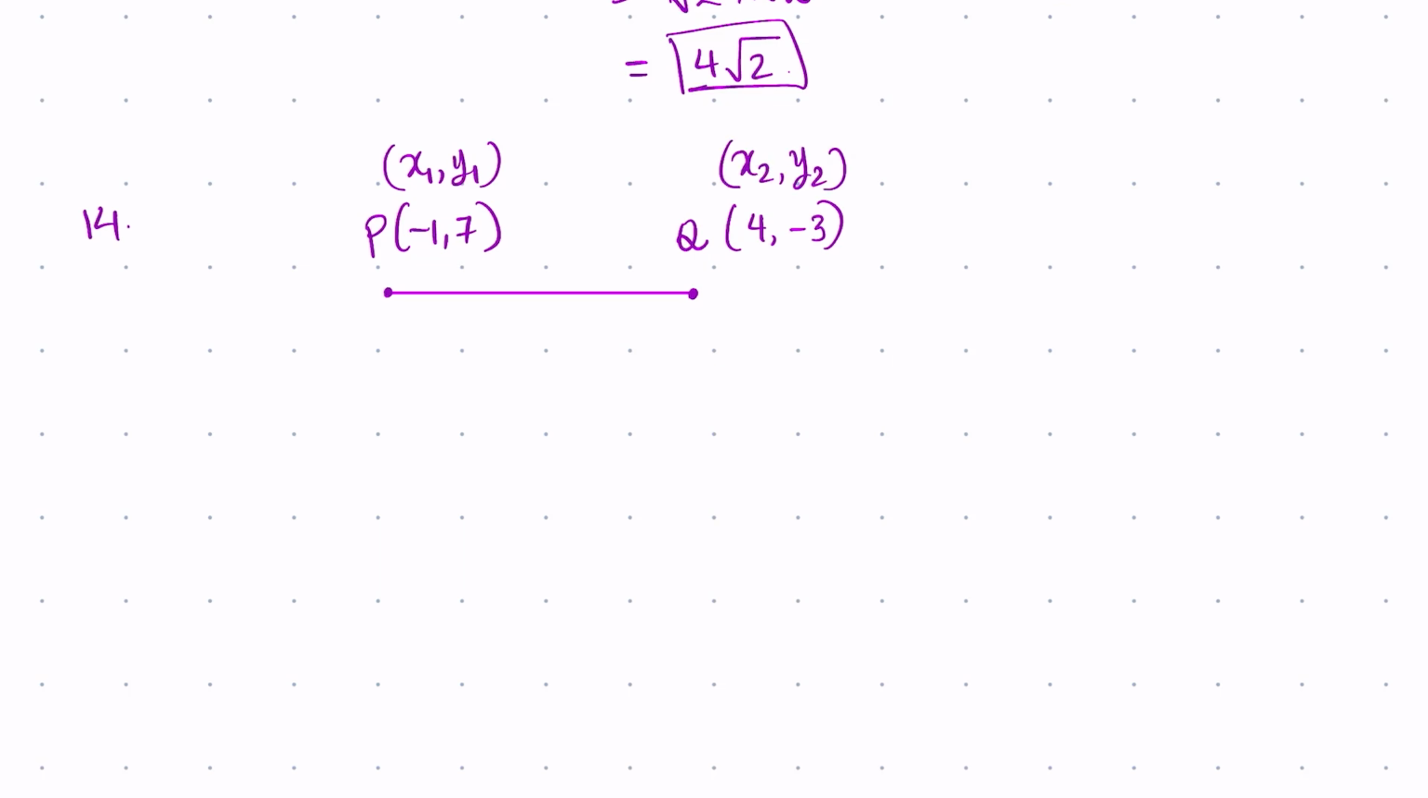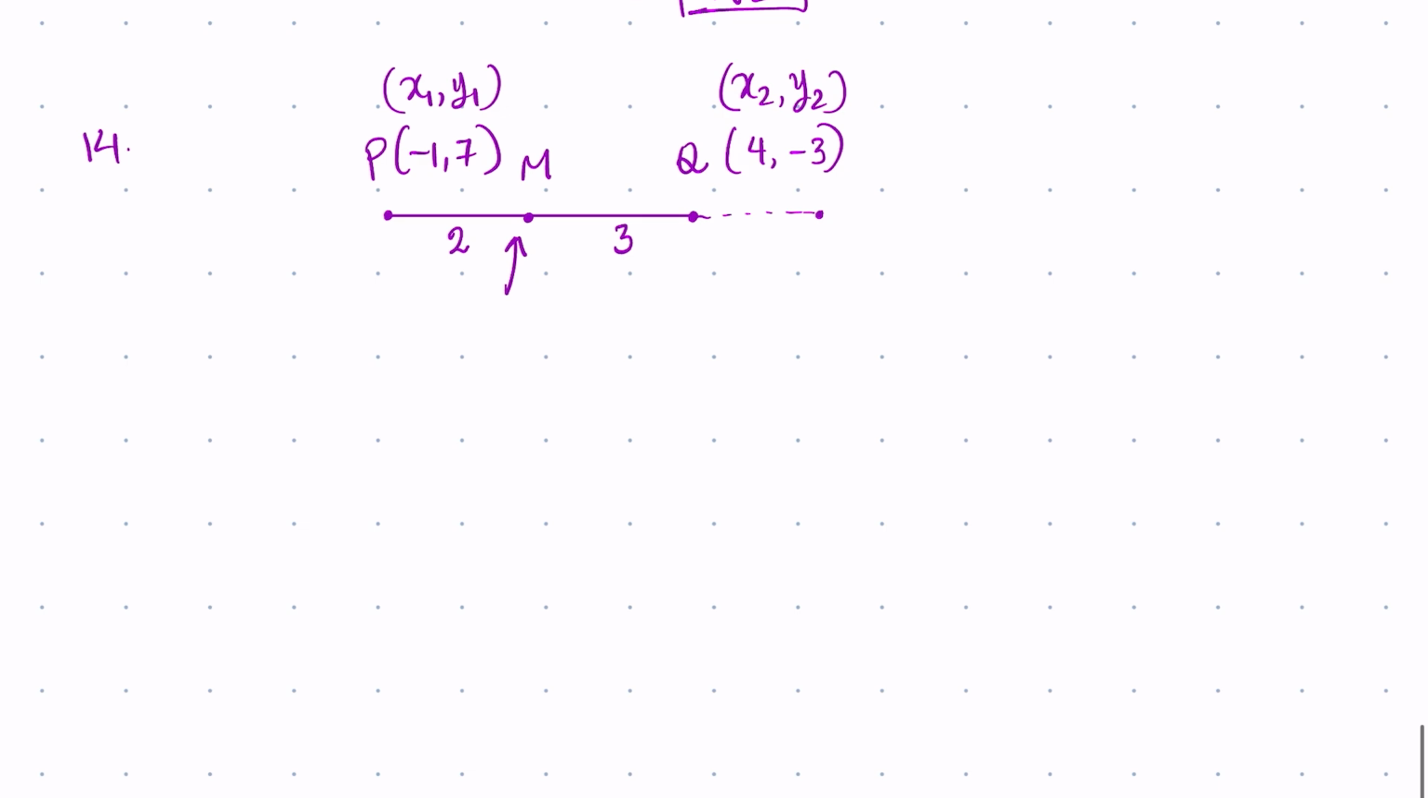So there's some point in between. Since the question does not mention whether the point is on the line or somewhere out here, we're assuming that the point lies here. So let's call it whatever, M. So the question is, this thing divides it in the ratio of 2:3. Okay. So we need to find the coordinates. Let's say x, y. We need to find that.